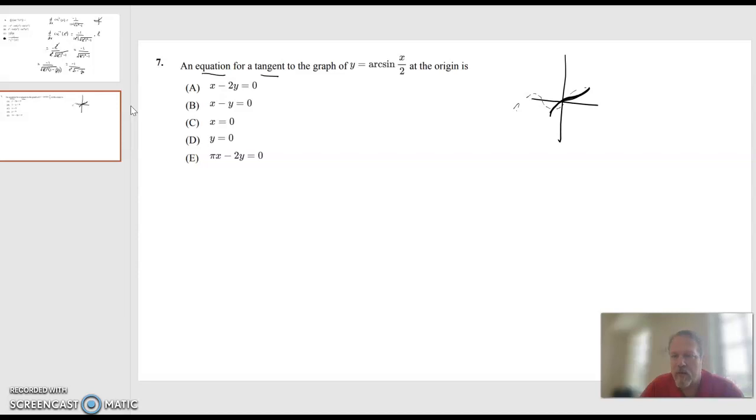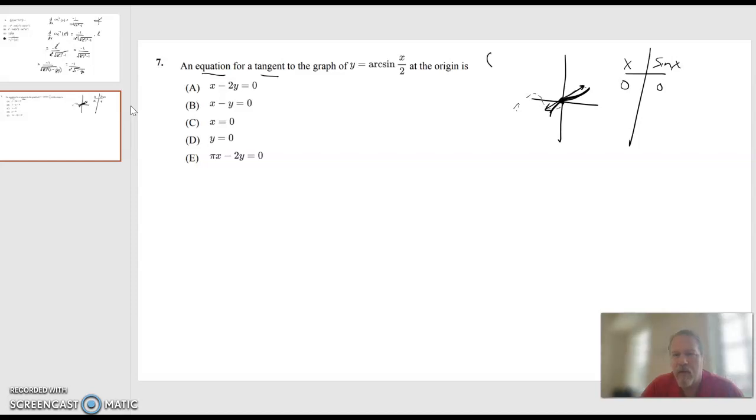Remember, if we have our little table, x, sine of x, if x is 0, the sine of 0 is 0, which means the arc sine of 0 gets me back to 0. If I put a 0 in for x here, I get 0 divided by 2, which is 0, and the arc sine of 0 gets me back to 0. So (0, 0) is on the original function, and it's also on the tangent line. That's the definition of the tangent line. It's touching at a tangent point. So we're actually trying to find the equation of this line.